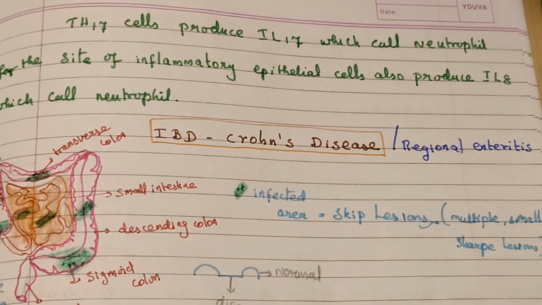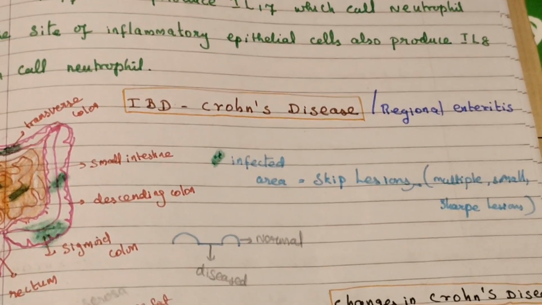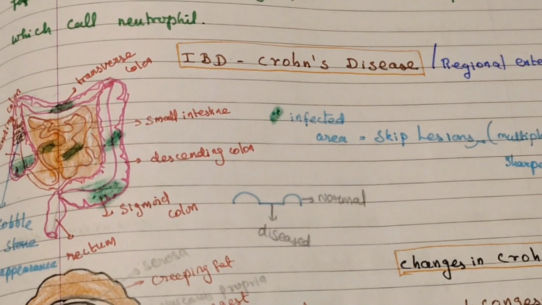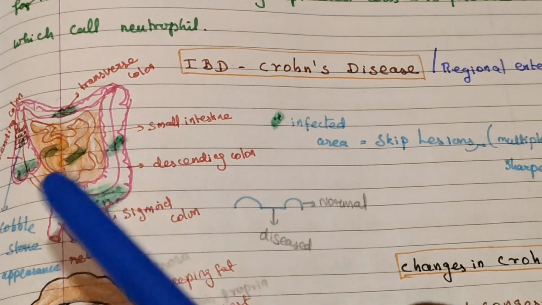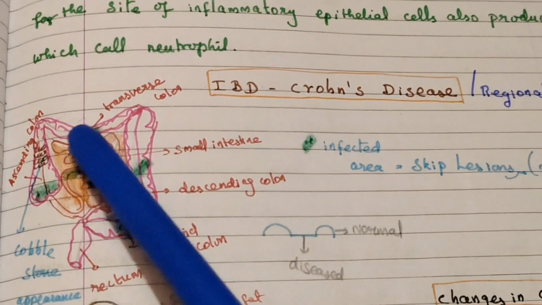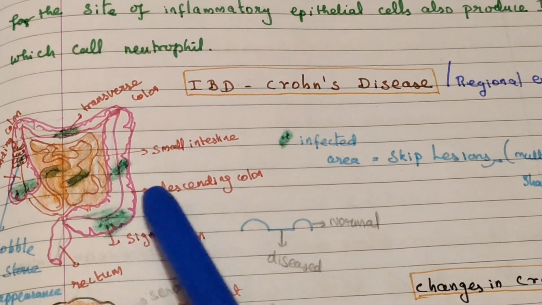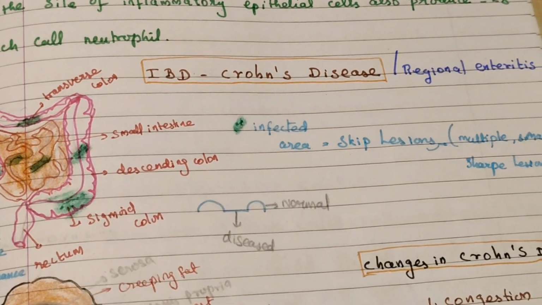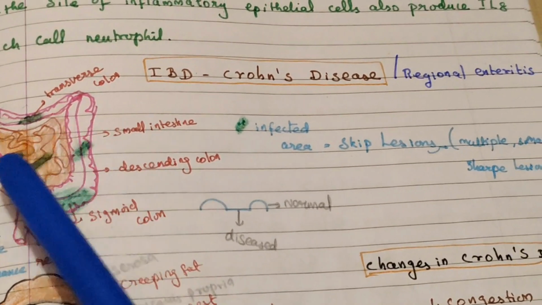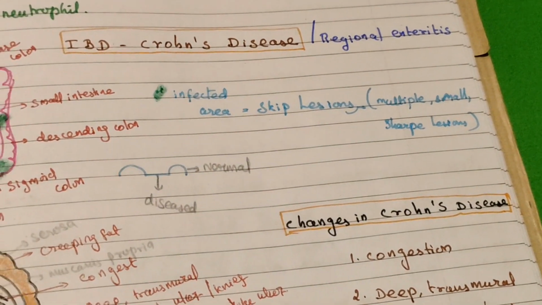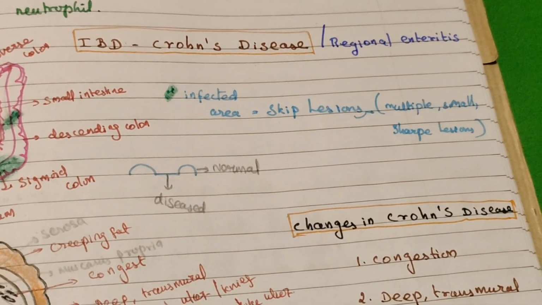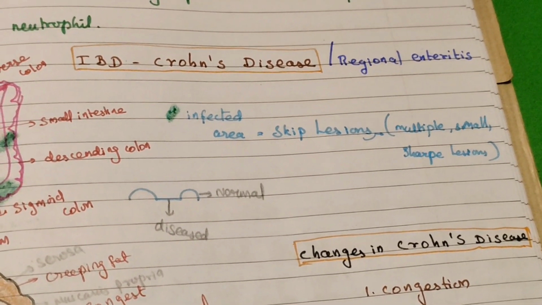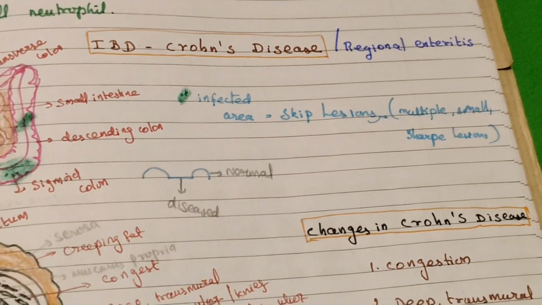Now, inflammatory bowel disease: the first disease is called Crohn disease. In Crohn disease, both the small intestine as well as the large intestine are involved. Ascending colon, transverse colon, descending colon, sigmoid colon and rectum, all parts can be affected. The green color shows the infected area, with skip lesions, multiple small and sharp lesions. Crohn disease is also known as regional enteritis.